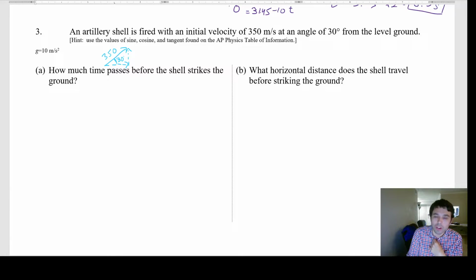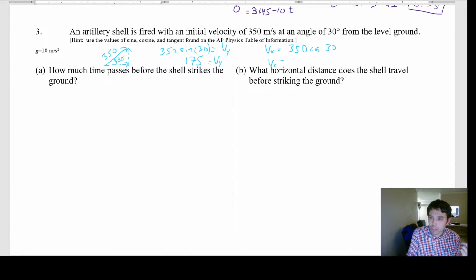Okay, so find my components. It's always going to be the hypotenuse, 350, the resultant velocity, times the sine of the angle, which is 30 in this case, to get Vy. Sine of 30 is a half, so Vy is going to be 175. Vx will always be the hypotenuse, 350, times the cosine of the angle, which is 30 in this case.